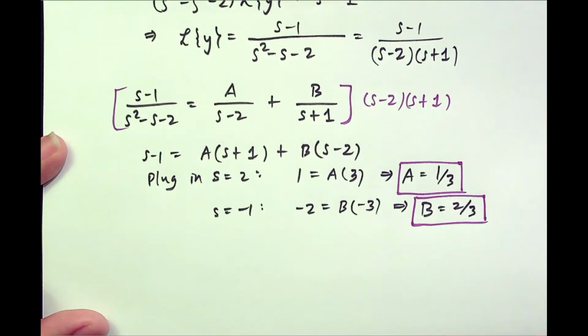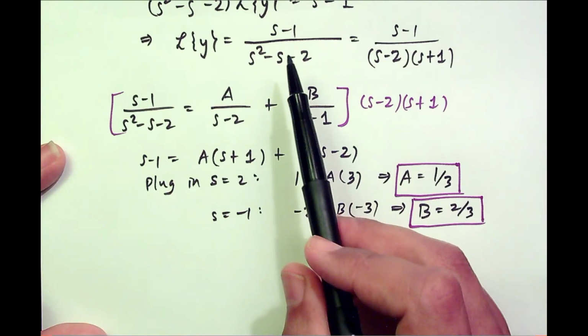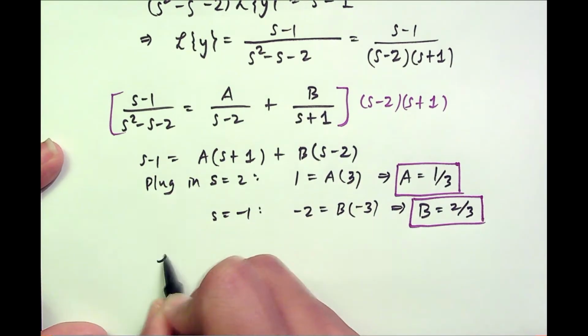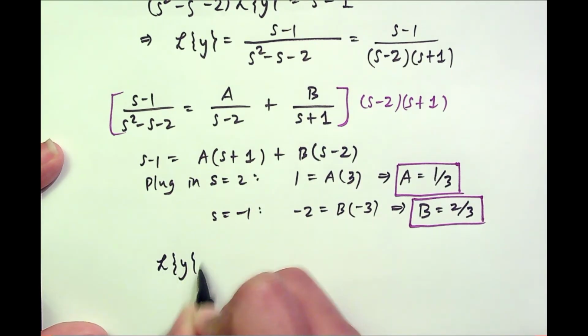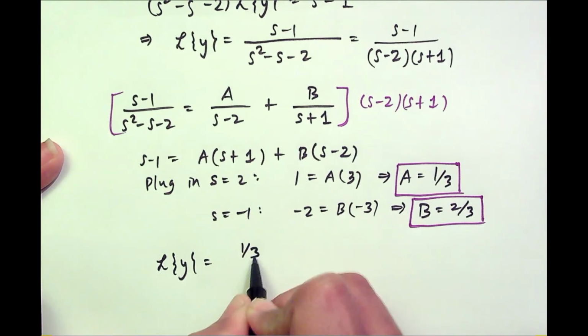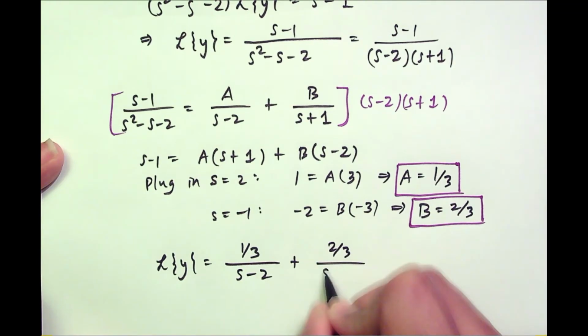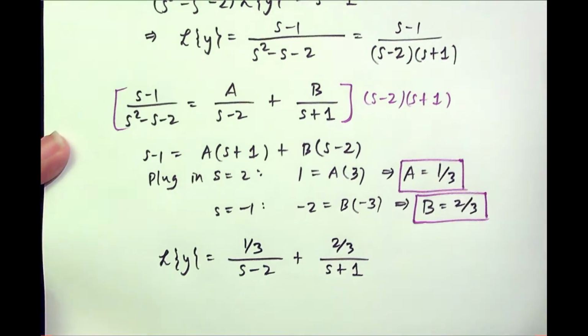Okay, so we found the a and the b, so that means we found how this Laplace transform decomposes. So the Laplace transform, written in more basic terms, is a third over s minus 2 plus 2/3 over s plus 1.